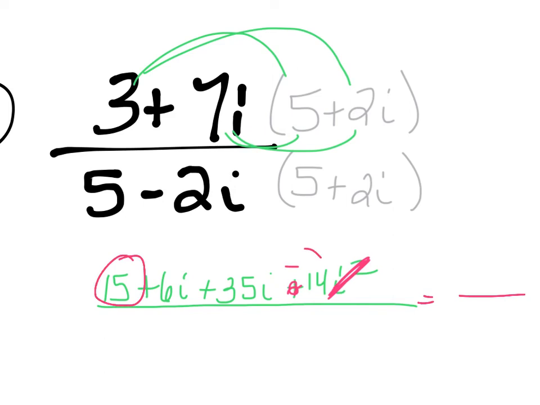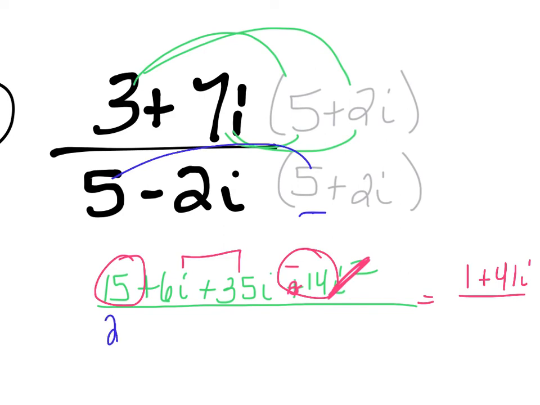What's 15 minus 14? 1. What's 6i plus 35i? 41 what? 41i. Perfect. Just a multiplication problem. I forgot the 1. I realized it. Thank you. My apologies.